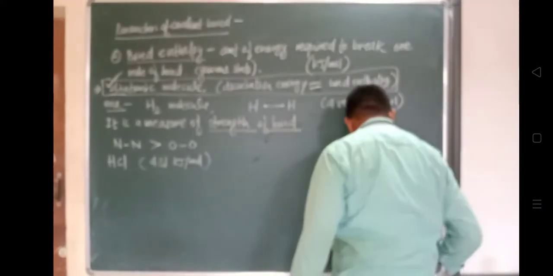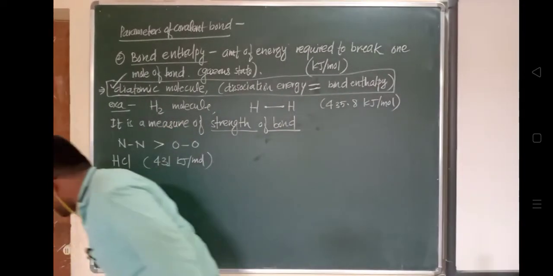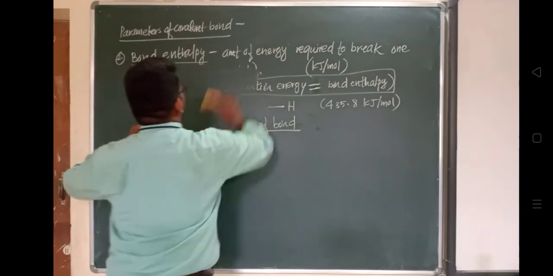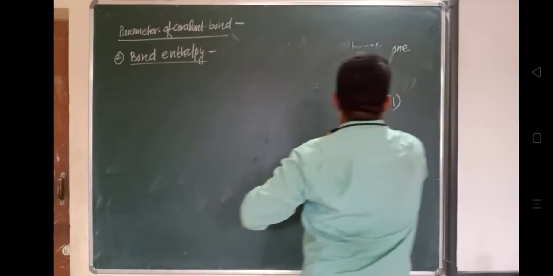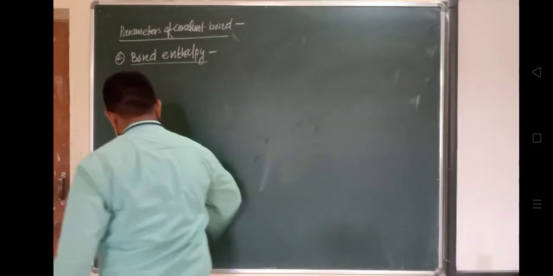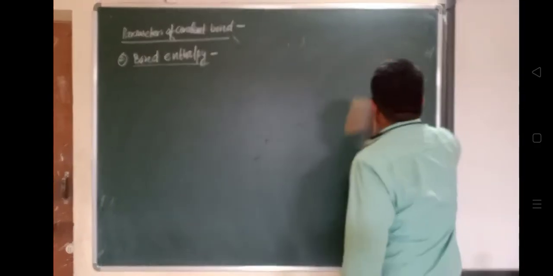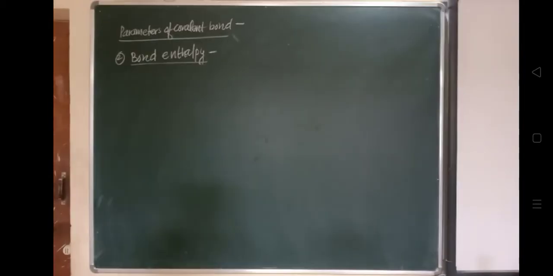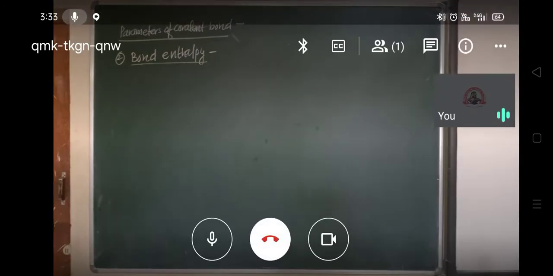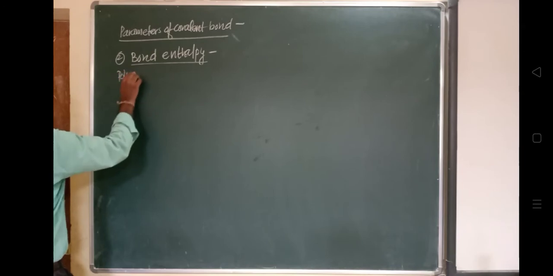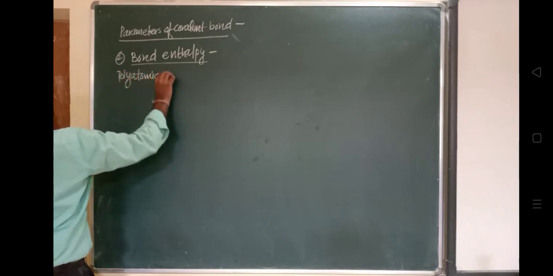So now we'll see bond enthalpy for the polyatomic molecule. What happens in case of polyatomic molecules? Poly means many, atomic means having different atoms, in that molecule. So in a polyatomic molecule, the bond enthalpy and bond dissociation energy are not the same.